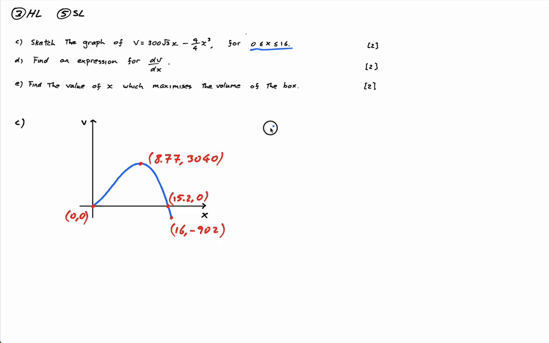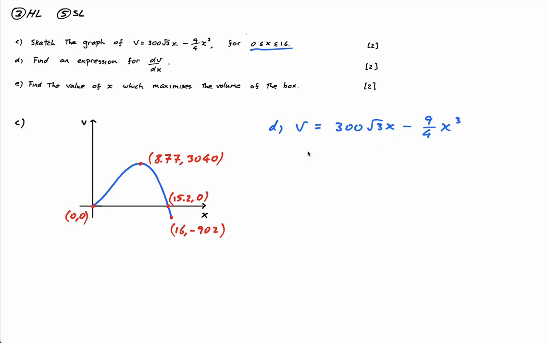Okay, part D. It says, find an expression for dV/dx. Now, there's no way to do this on the calculator. You have to do it out manually. So I have 300 root 3x minus 9 over 4 x cubed.